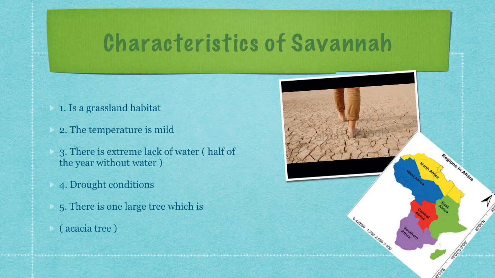When we look over the savanna, we can see one large tree scattered throughout the landscape, which is the acacia tree. In this video, you will notice the drought condition in savanna forests.